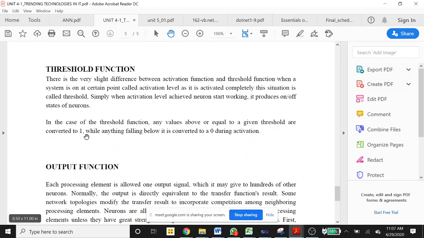Okay, there is a very slight difference between the activation function and the threshold function. When a system is on at a certain point, it's called the activation level, and the activation level has to be decided by the threshold. So the point when the system is on is called the activation level. When it is activated completely, this situation is called the threshold, because the activation level has to be decided by the threshold. Okay, so the threshold value and the activation function are interconnected with each other.